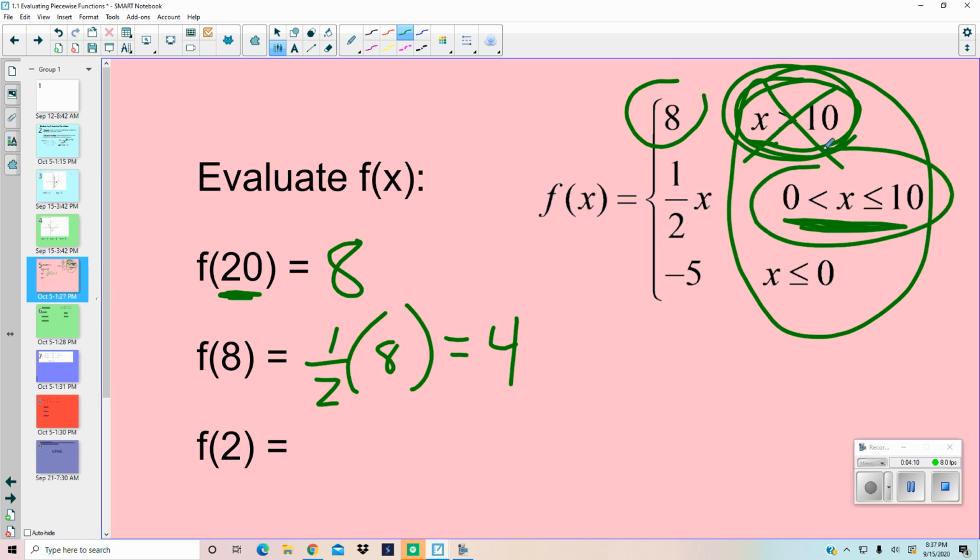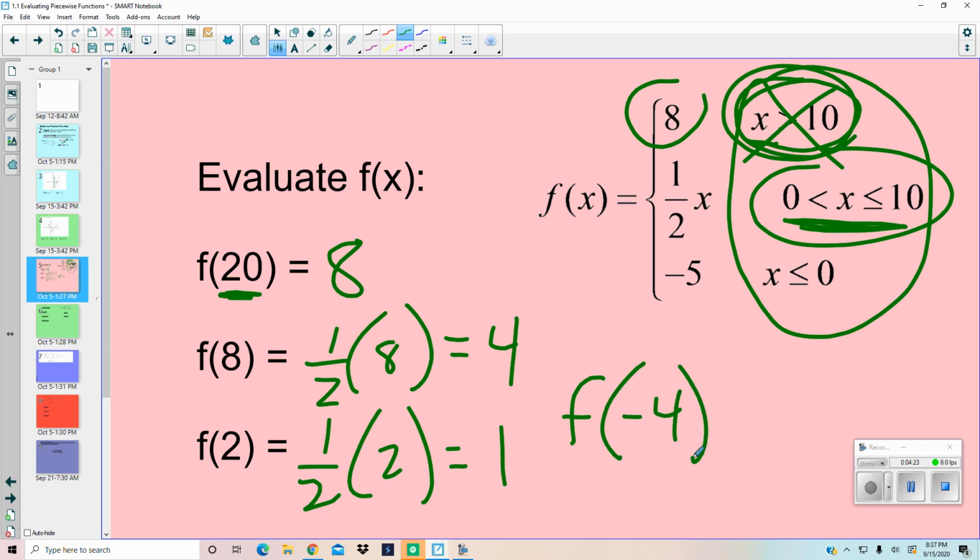2 is between 0 and 10, so now I have 1/2 of 2. Well, that's 1. Let's try a number lower than 0, f of -4. -4 fits in this inequality. That's a whole number, it's -5. So if there's a spot for you to put x in, you plug it in, and if not, then that means that's a horizontal line and it's a constant.